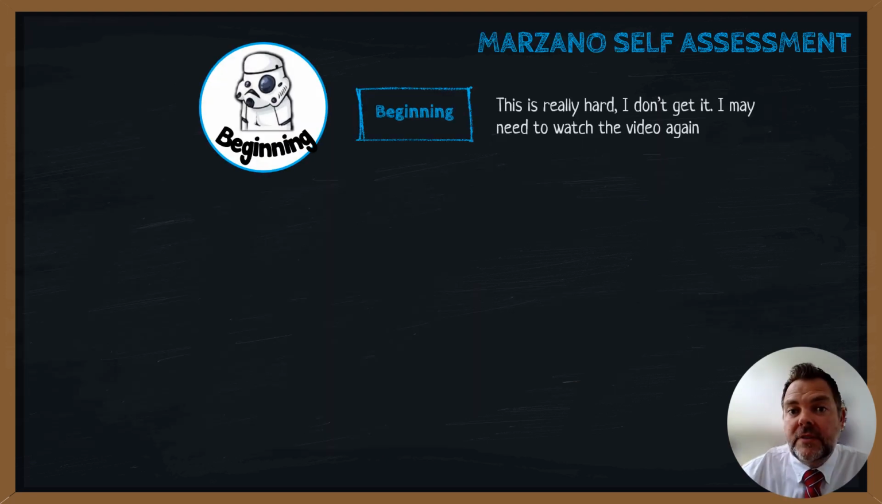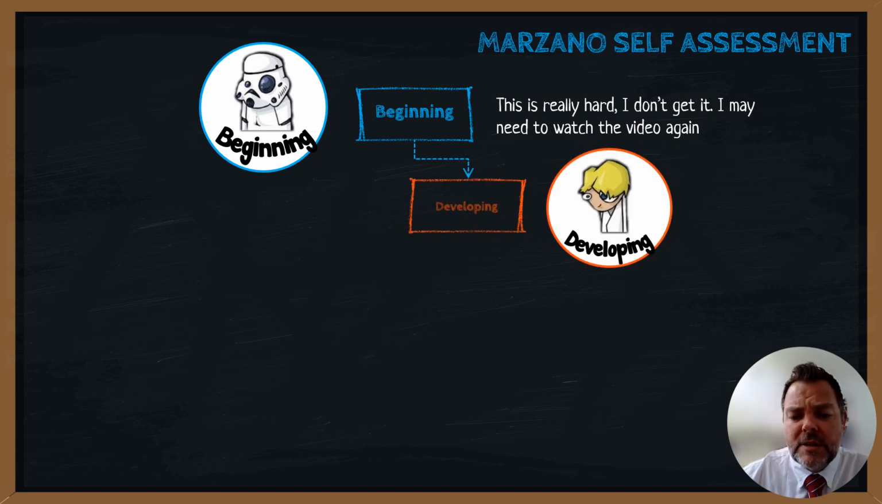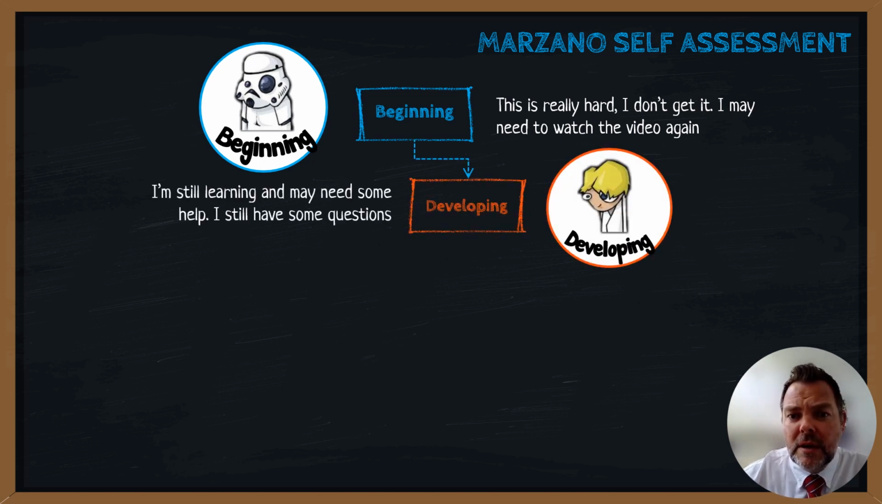So the final part of this video is to look at our understanding and to see where we are using that Marzano self-assessment scale. We're in one of the four areas down below, and I'm going to go through those with you very quickly now. Beginning means we really don't understand the task. We're still unsure, and we may need to re-watch the video. The next stage is developing. We've learnt it and understand parts of it, but there are still questions we have before we get to a better understanding.